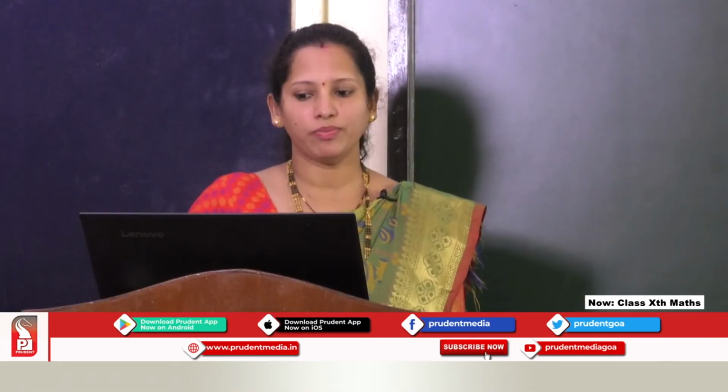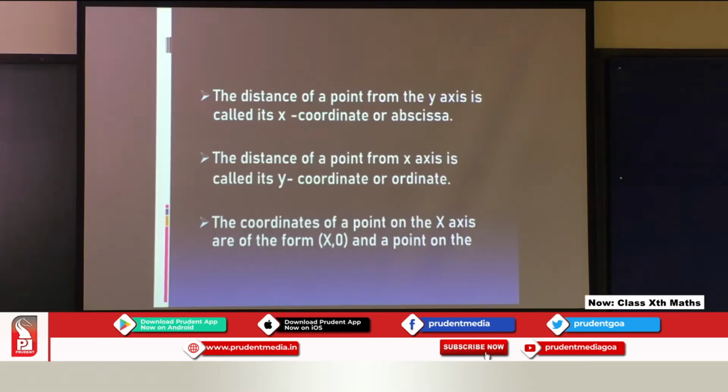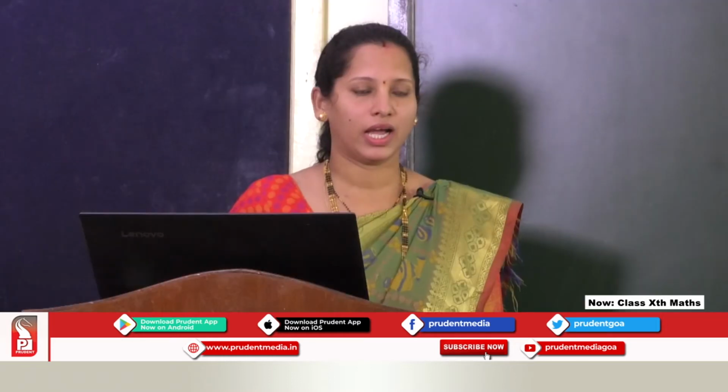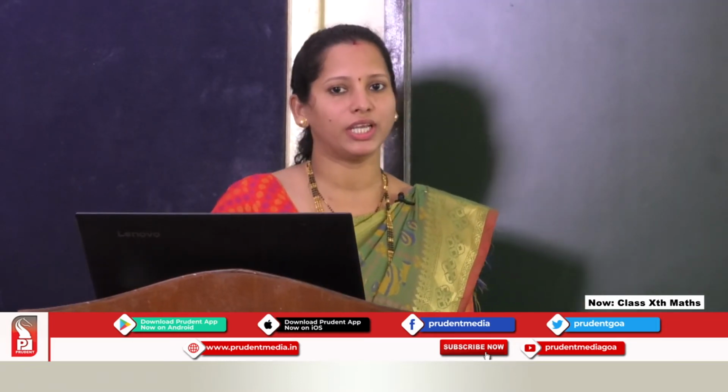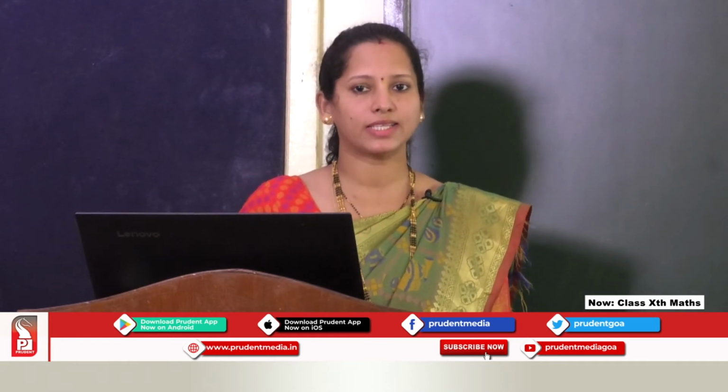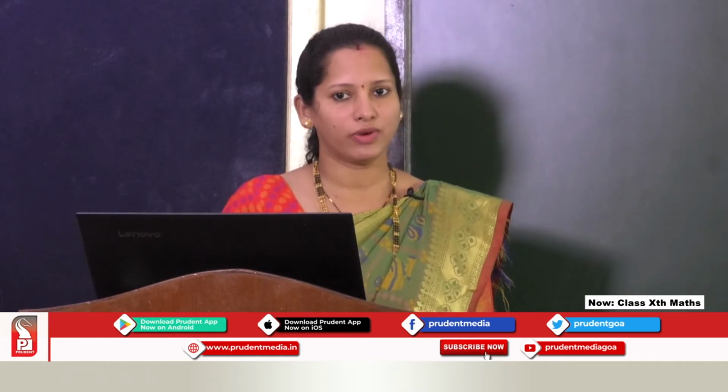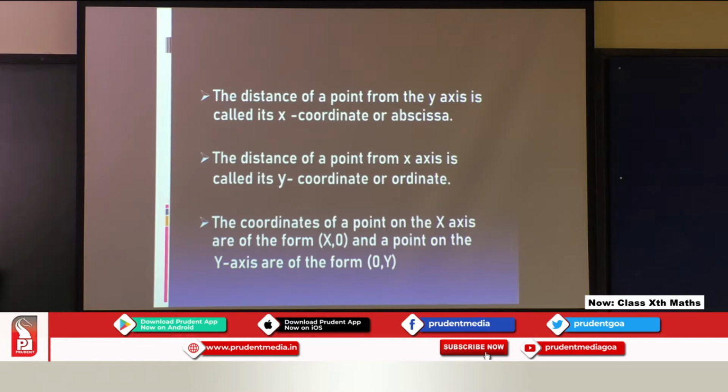The coordinates of a point on the x-axis are of the form (x, 0) and a point on the y-axis are of the form (0, y). In earlier classes, in the linear equations lesson, you have studied how to draw graphs. The graph of a linear equation in 2 variables, that is ax + by + c = 0, is a straight line, and the graph of ax² + by + c = 0 is a parabola.